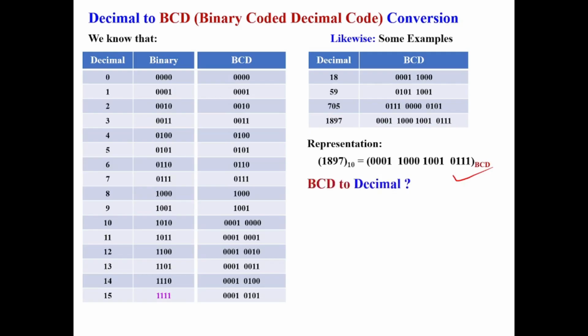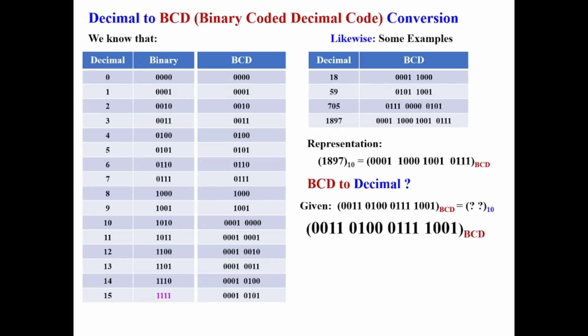Then for BCD to decimal, you just have to consider the reverse steps. Here the given BCD number is 0011 0100 0111 1001, right? Here we have to write its corresponding decimal number by grouping 4 bits. Already it has been given here. This value, 1001, belongs to 9. You have to write 9.